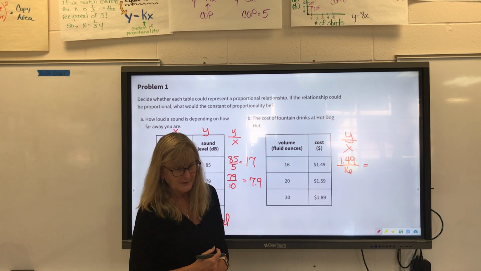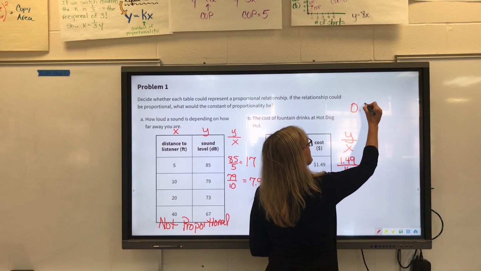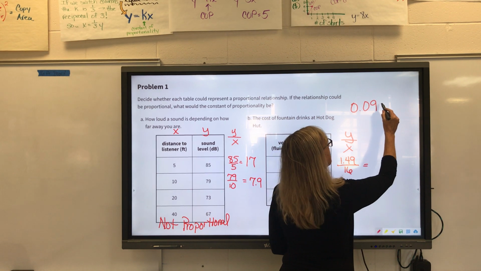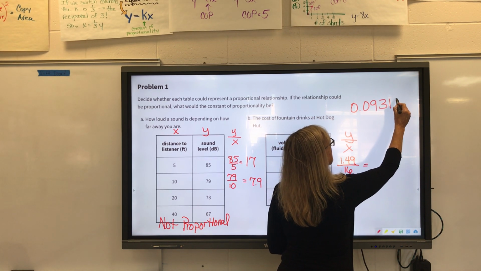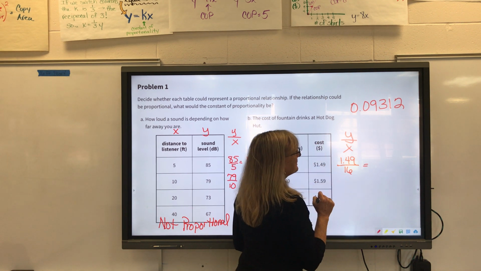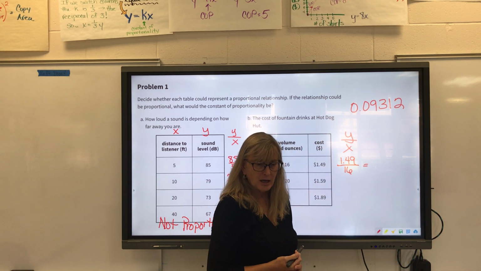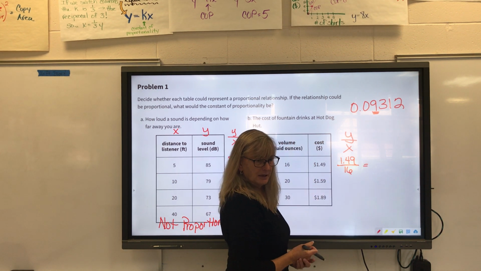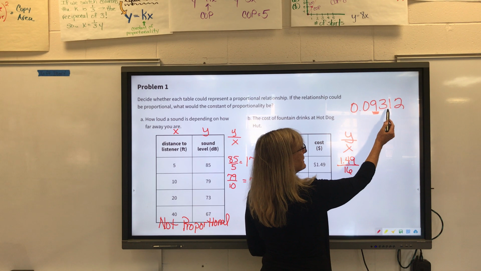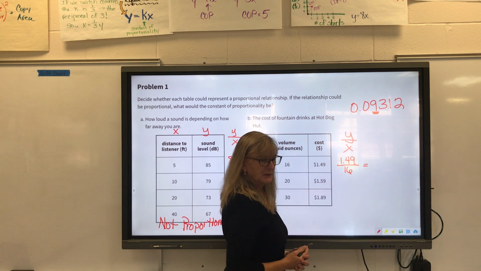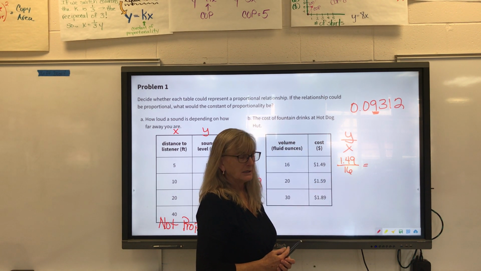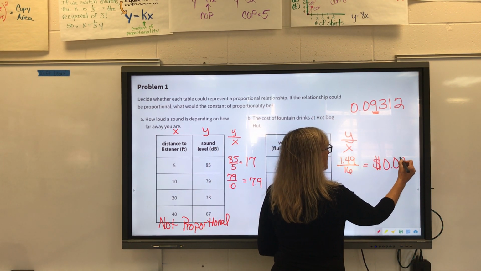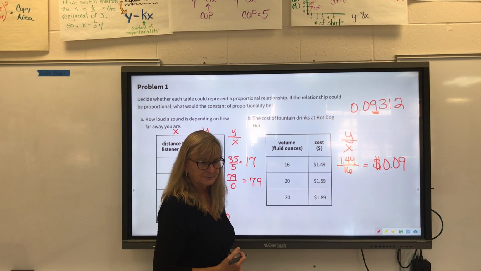We got a big decimal. It's 0.09, and what else is after it? 31215. Okay, we'll just stop there. Money gets rounded to the hundredths place. So this 9 is in the hundredths place. We look at the next number. Does the 3 make that get bigger, or does it keep it a 9? Keep it a 9. So this is going to be 9 cents per ounce.